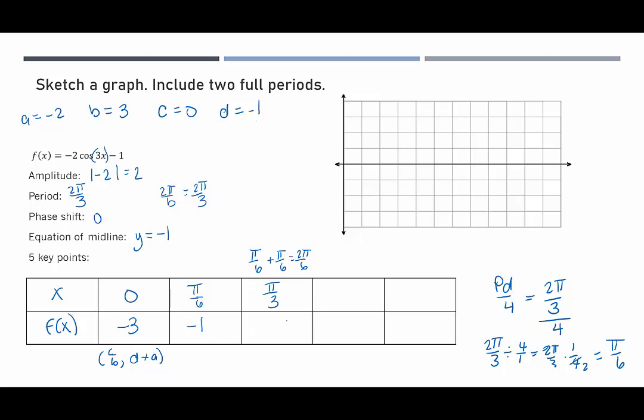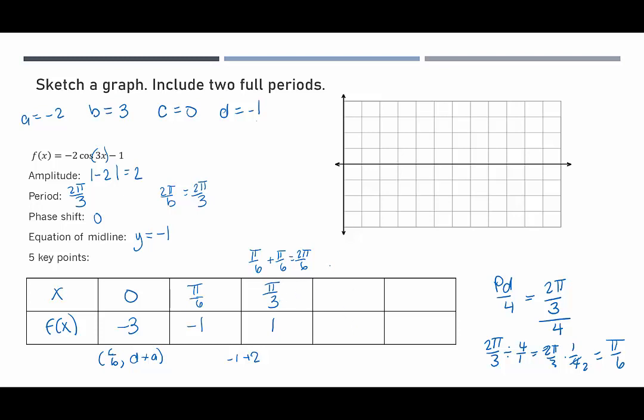The amplitude was 2. We're going to go up 2 units. That's going to put us at +1. So here's that midline. Now we're going up 2 units. That's what the amplitude tells us: the change in the y's from the midline to the maximum. Now we start going back down. We're at the max. Now we go back down.